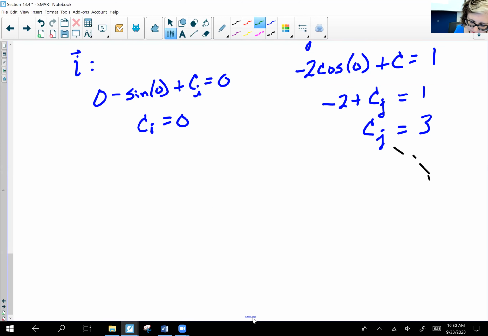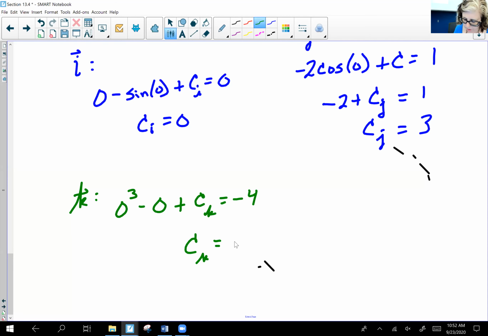Finally, we have the K component. The K component is going to be 0 cubed minus 0 plus C sub K equals -4. So C sub K equals -4.